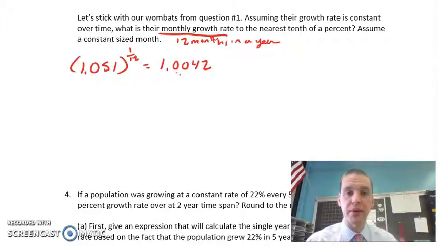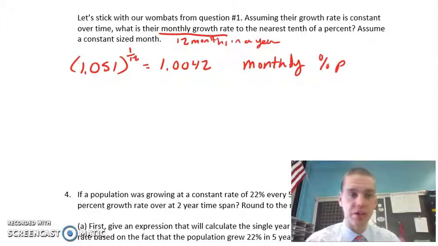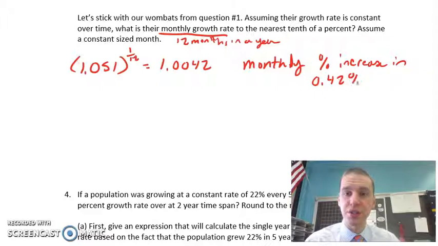We're going to get 1.0042 when you do that out. And so what that's saying is that the monthly percent increase is 0.42%. And another way to look at that is if we had this 1.0042 as our monthly increase, and I raise that to the 12th, we should go back to 1.051.